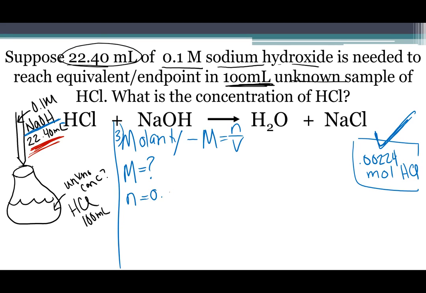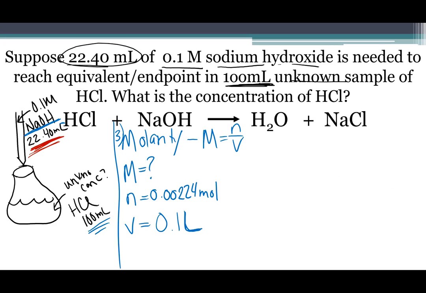So 0.00224 moles. And then volume. Do we know the volume? Well, yeah, we do. We know how much we started with, but we're not going to put milliliters, are we? No. We're going to convert that to liters. So 0.1 liters of HCl. Okay. So I'm going to erase this because we've got it in our inventory. So now it's plug and chug.